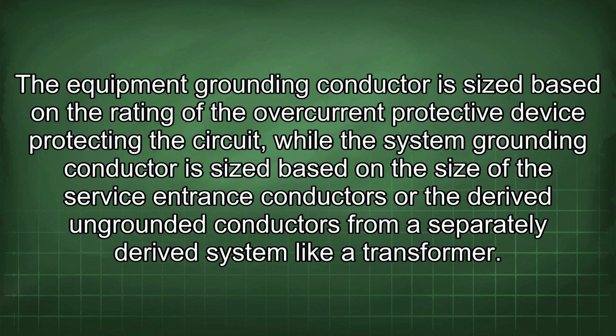The equipment grounding conductor is sized based on the rating of the overcurrent protective device protecting the circuit, while the system grounding conductor is sized based on the size of the service entrance conductors or the derived and grounded conductors from a separately derived system like a transformer.